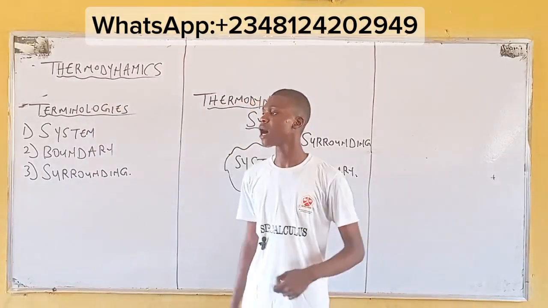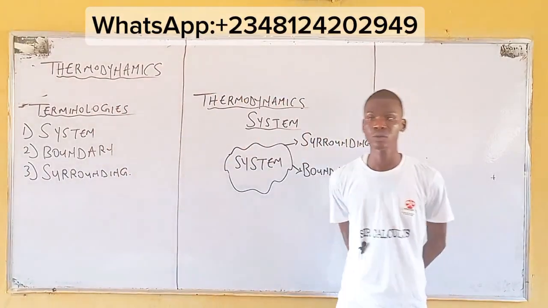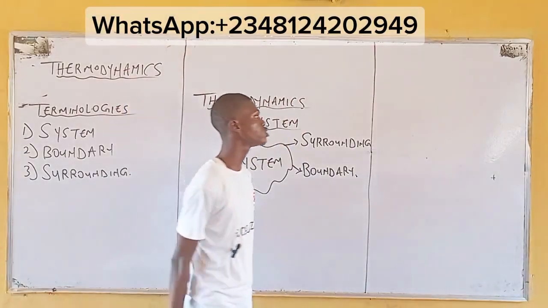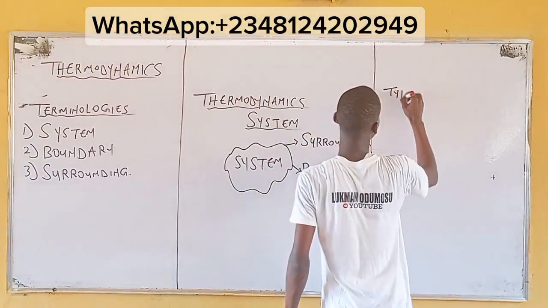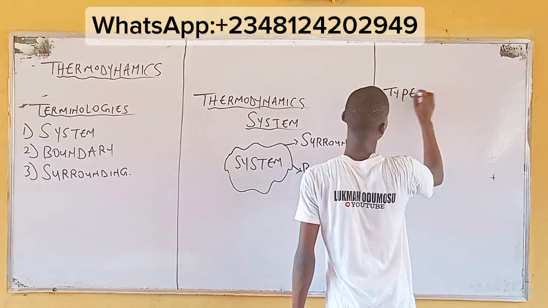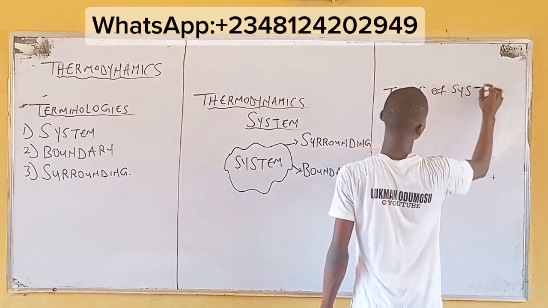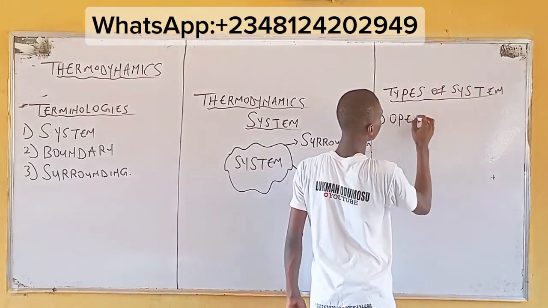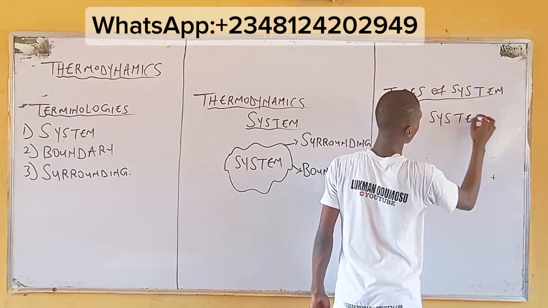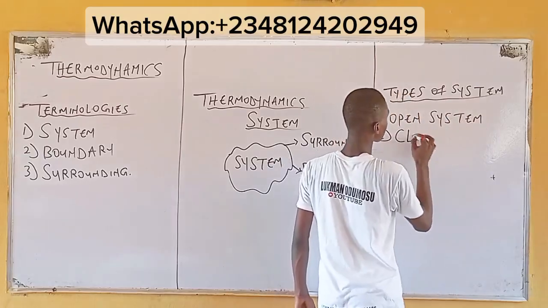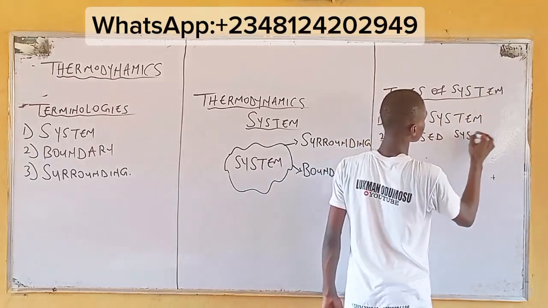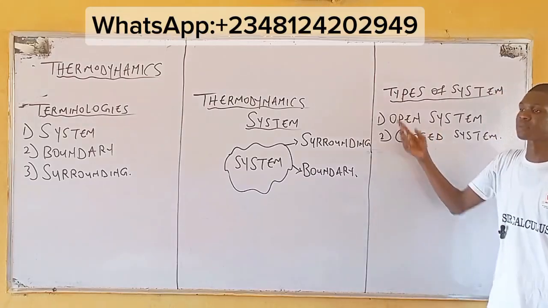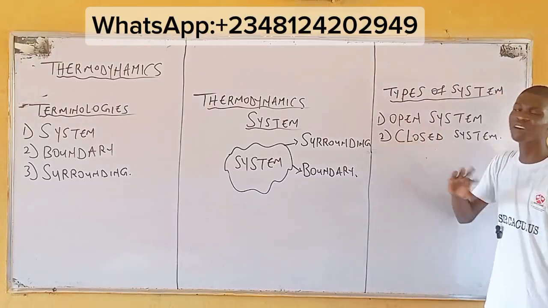We need it. Alright, now, when we say types of system, basically, we have two types of system. The first one is open system, while the second one is closed system. Now, from here, it is very easy for you guys to assimilate this, to learn the difference between these two systems. Very, very easy.